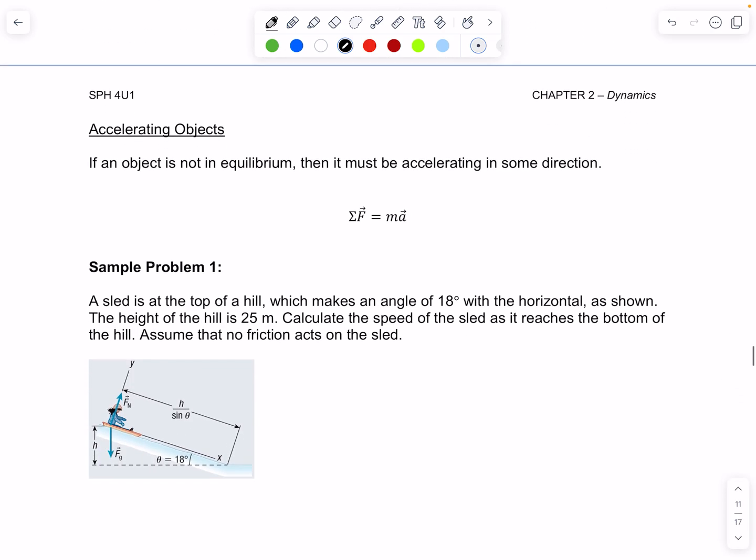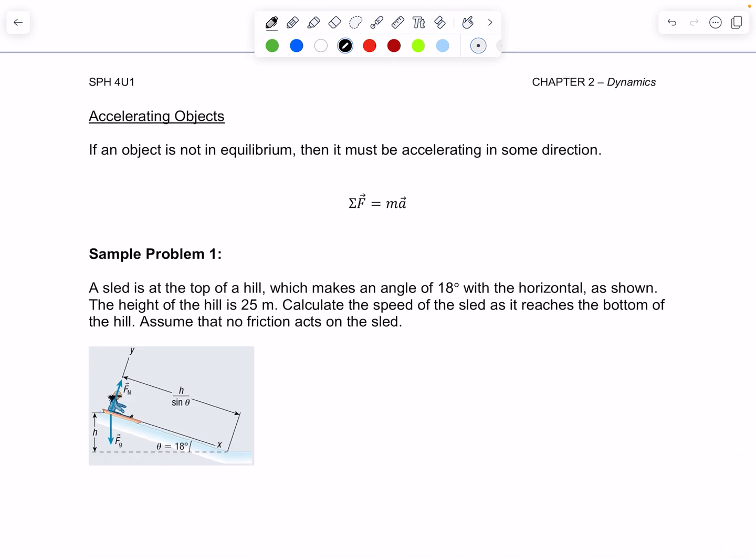Next, we'll look at accelerating objects. If an object is not in equilibrium, then the object will accelerate in the direction of the net force. So the sum of the forces is equal to mass times acceleration. Let's start by looking at sample problem number 1. A sled is at the top of a hill, which makes an angle of 18 degrees with the horizontal as shown. The height of the hill is 25 meters. Calculate the speed of the sled as it reaches the bottom of the hill, assuming that no friction acts on the sled.